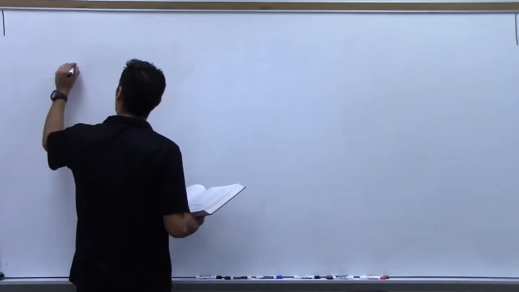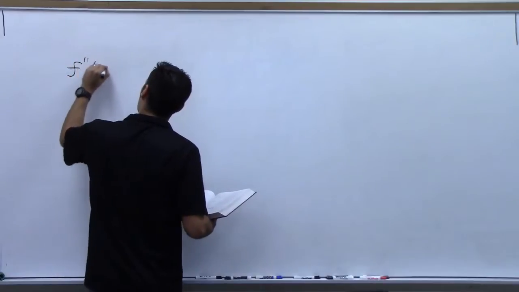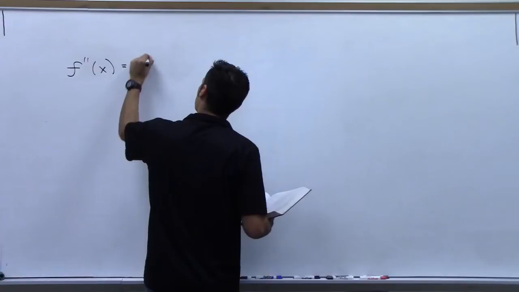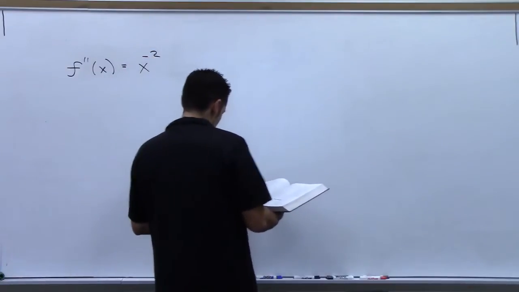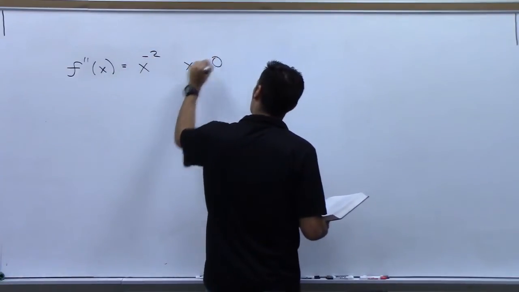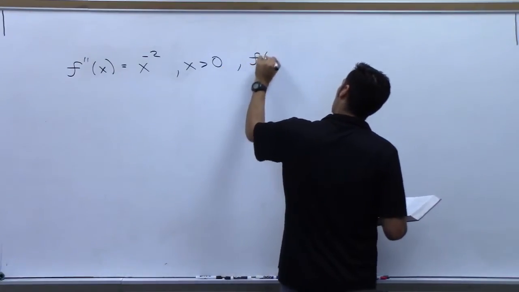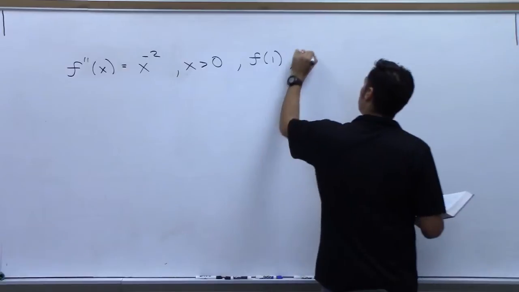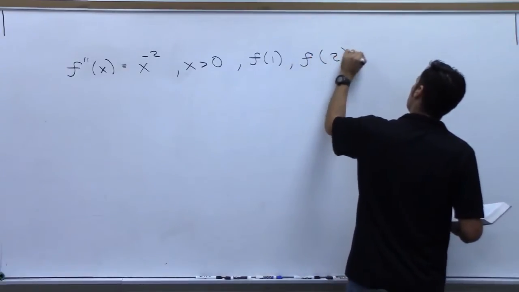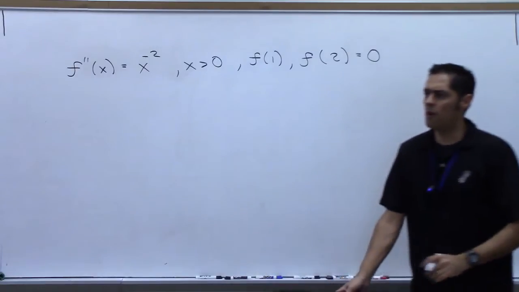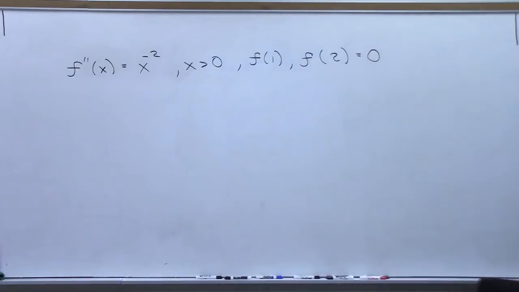Okay, they tell you that f double prime of x equals x to the negative 2, and x is greater than 0, and f of 1 is 0, and f of 2 is 0. Did anyone do this problem? Try to get it? Okay. You should have run into a problem because I didn't really go through anything like this. Is that what you were going to come ask me about? Good, because you should have had a question about this.